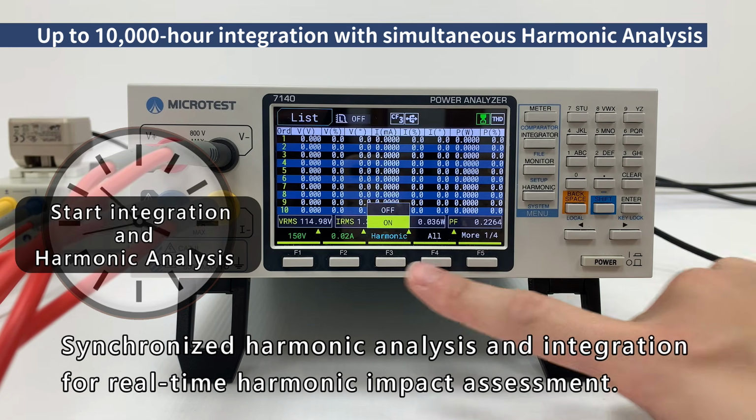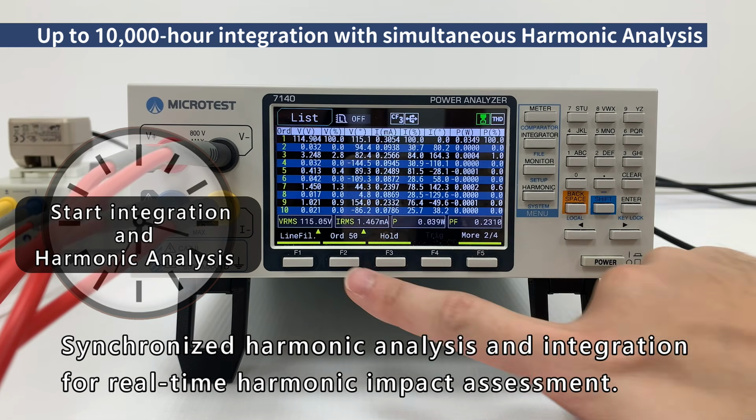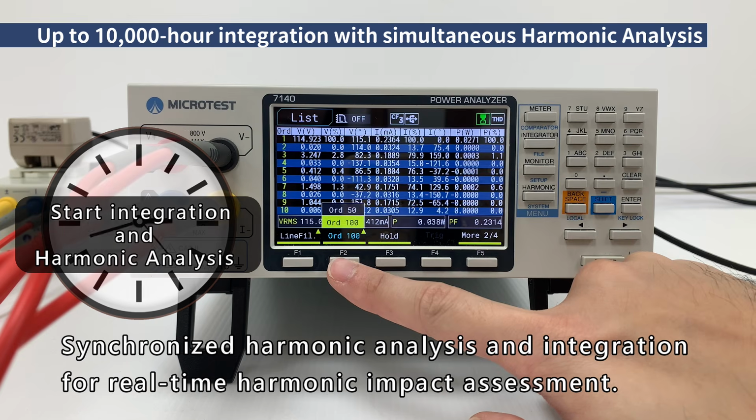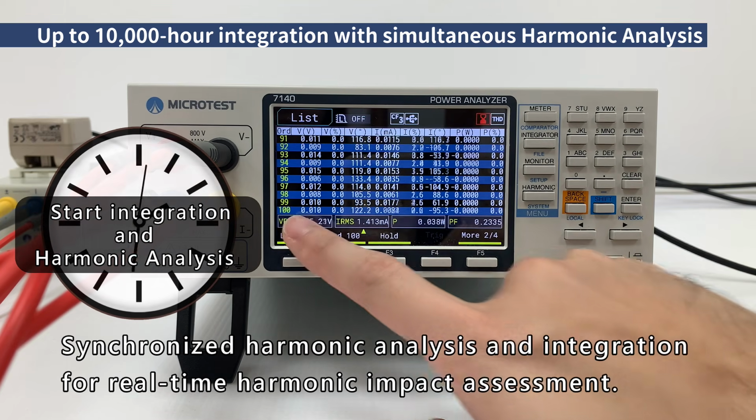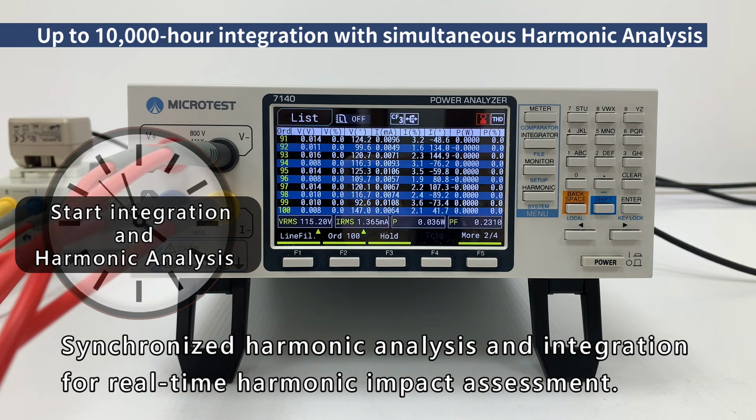It performs harmonic analysis and integration in any screen mode, allowing real-time evaluation of harmonic effects in the system. Measurement data can be saved through the built-in USB host interface.